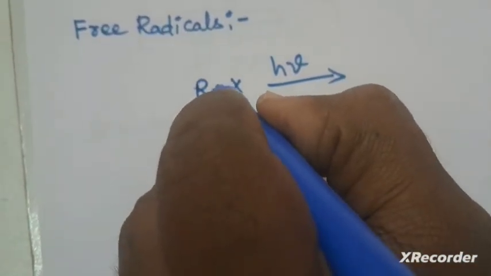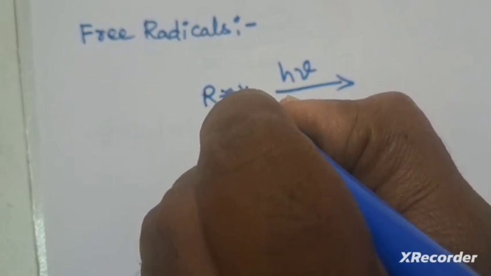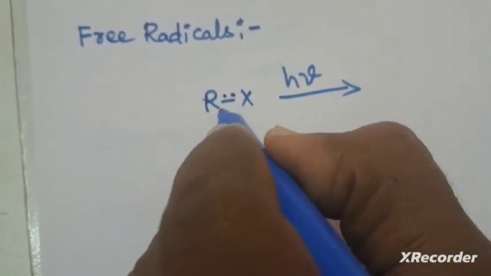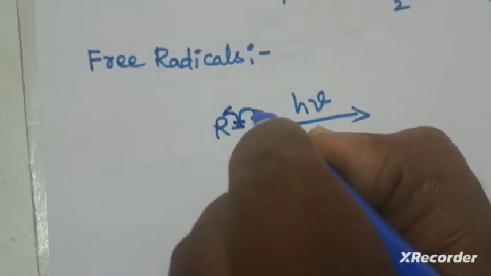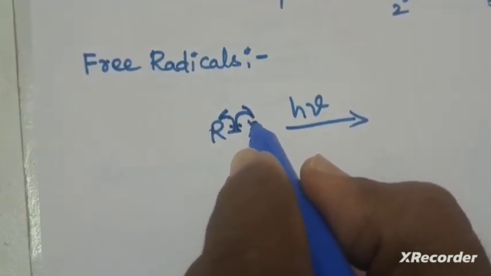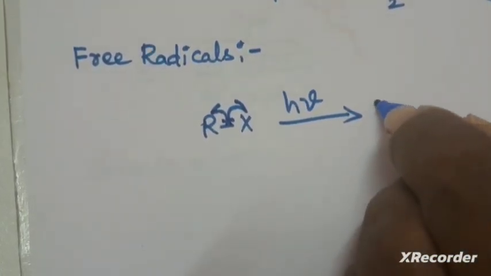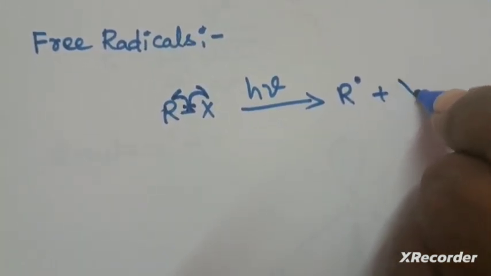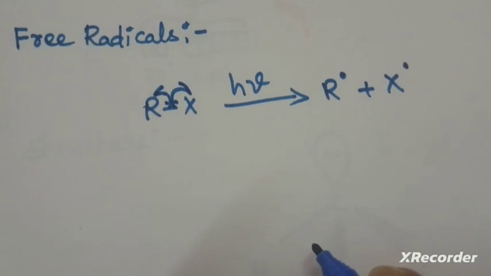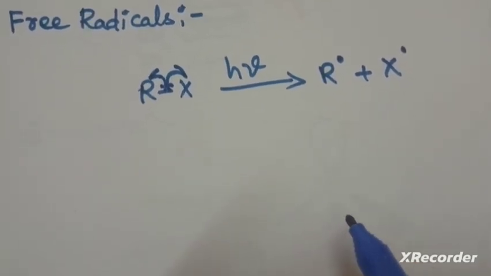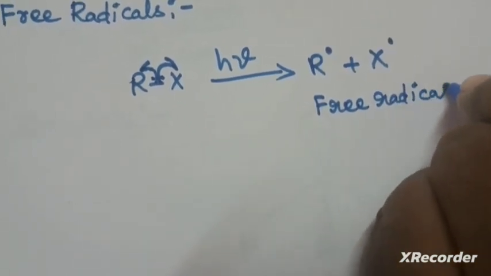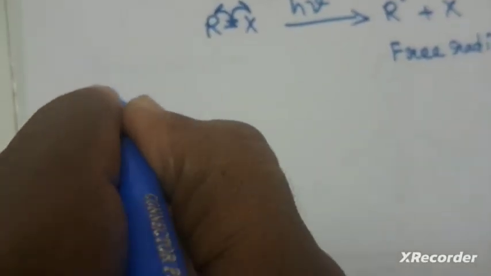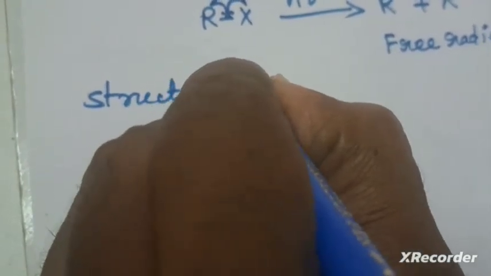So what happens here? Two electrons are there in the bond, shared by the two atoms R and X. When homolytic cleavage is undergone, the arrow is shown as a half-headed arrow or fish hook arrow. In this case, both atoms get one odd electron. Any atom carrying an odd electron is called a free radical. So a free radical can be generated through homolytic cleavage.